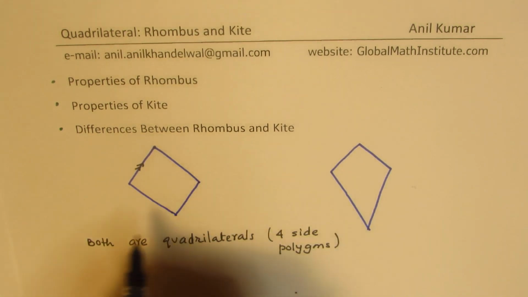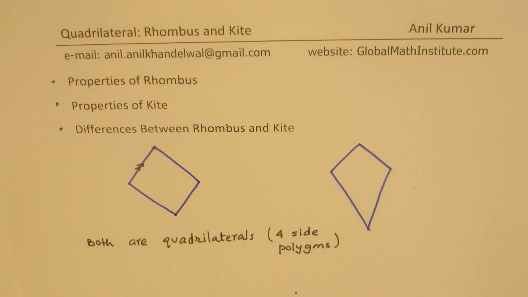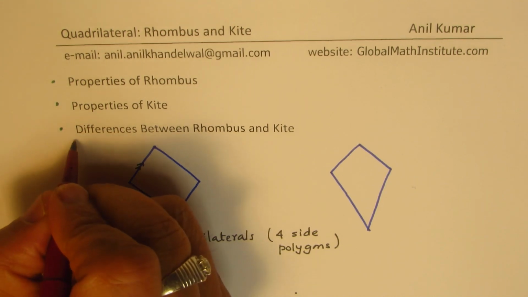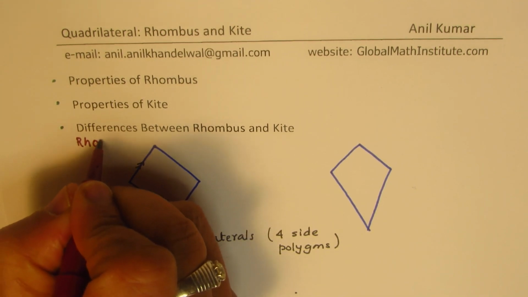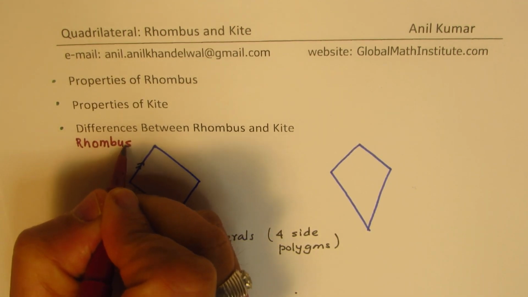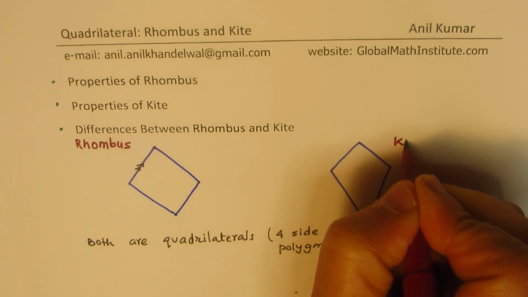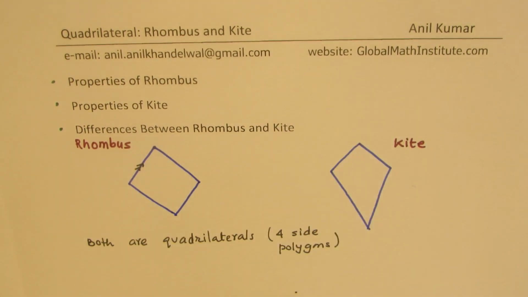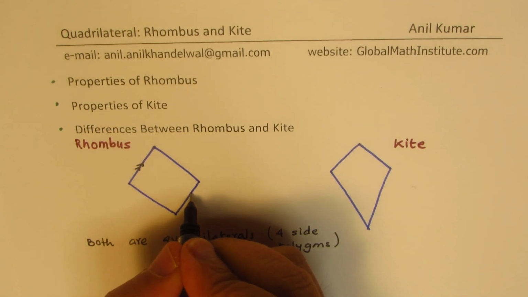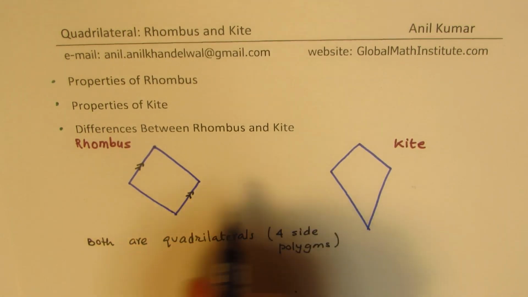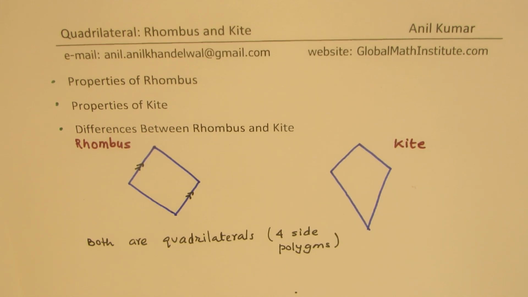So let's talk about rhombus first. So in case of rhombus, let's write down here rhombus, and then we'll write, and that is for kite. So first I'll illustrate some basic features of rhombus and kite, and then we'll talk about the differences.